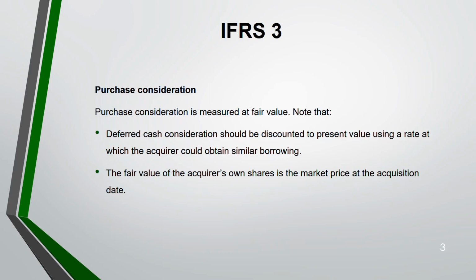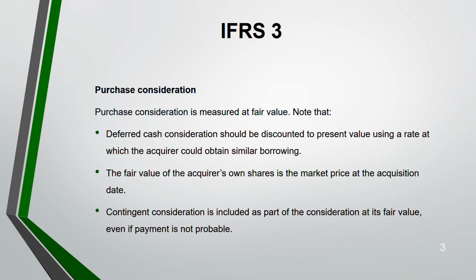Next type of consideration is shares, where you are giving your own shares to acquire the shares in the subsidiary. Here, you have to look at the market price at the acquisition date when you want to find the fair value of the acquirer's own share. Third, contingent consideration. Contingent means it is based on some condition. If this is that, then this will be the value. Remember, you have to find the value of contingent consideration even if the payment is not probable.